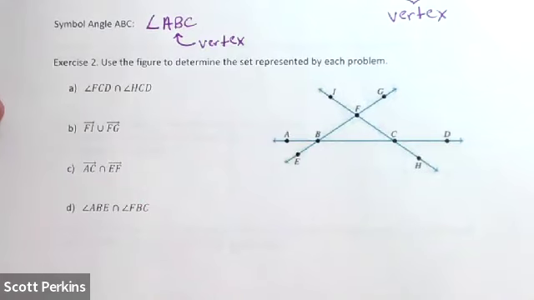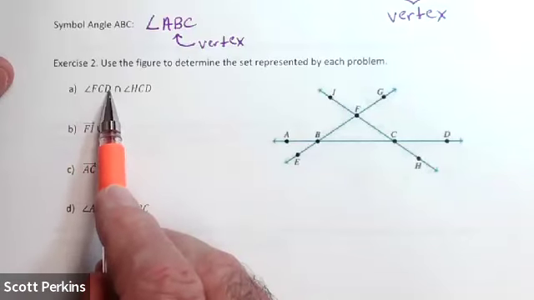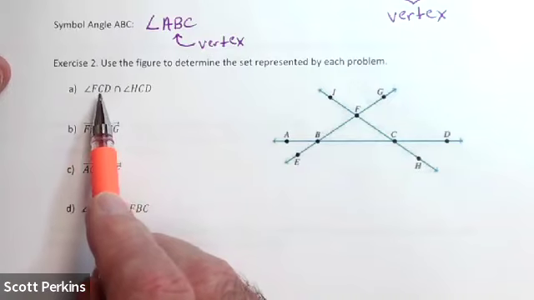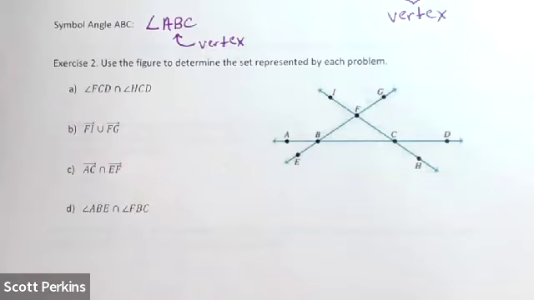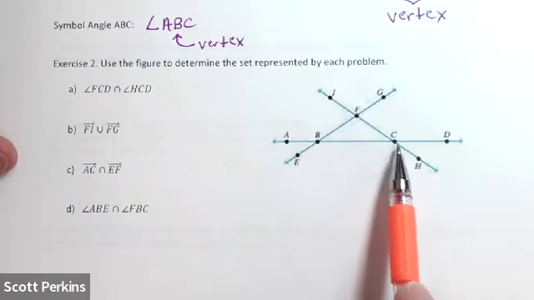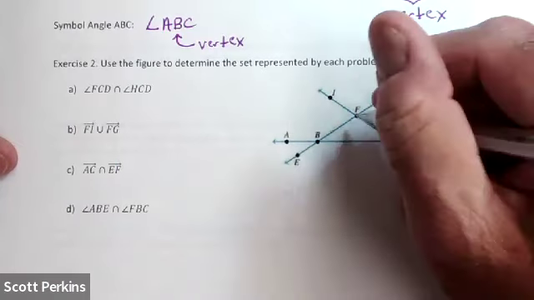So part A, the one that I'm going to do, says this. I've got angle FCD. Okay, so we're all going to find FCD. It's going to be the angle defined by points F and D, and then C should be the vertex. So I'm going to trace over that. So here are those points. Here's F right here. Here is C. That's got to be the vertex. And here's D. So I'm going to trace these in orange.